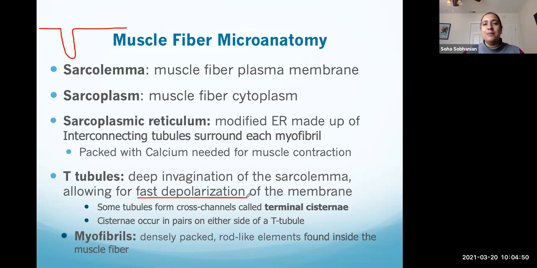So it helps speed up or accelerates the process. Now, some of these T-tubules are surrounded by cross channels that I'll show you in a picture, called terminal cisternae. These are extremely important because they connect back to your sarcoplasmic reticulum in terms of spreading the calcium through the muscle.